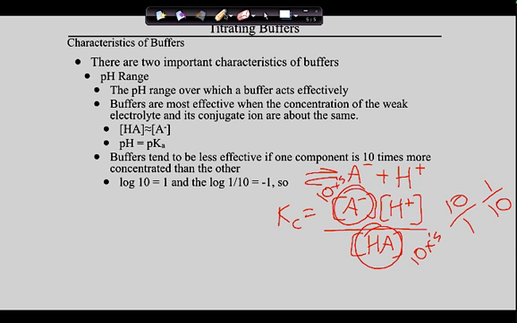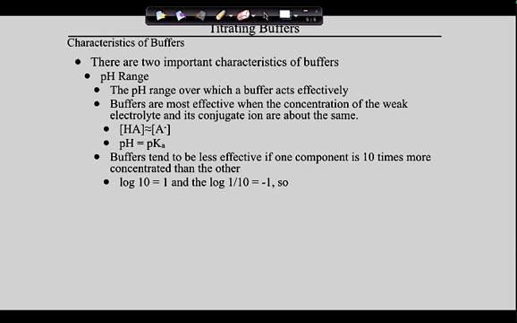So fundamentally then, what we can say is this. For a buffer to be effective, buffers are usually effective when their pH range is pKa plus or minus 1. And guys, we come up with that plus or minus 1 because plus or minus 1 is representative of those concentration changes of being 10 on either side of equal.